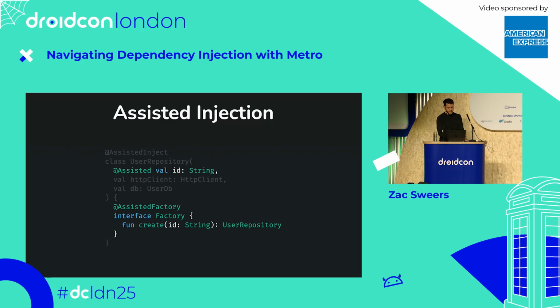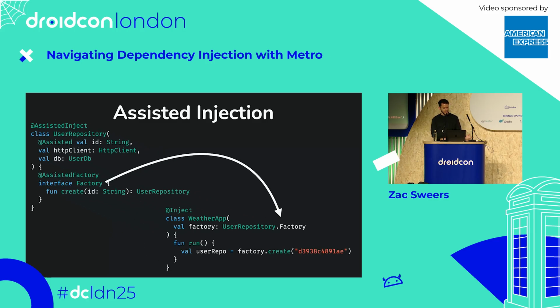These parameters in the assisted factory must match the constructor's assisted parameters, and this SAM function must return the assisted type. And with this, you can now inject this factory, and Metro will generate code to handle shepherding the assisted parameters to the constructor injected type.